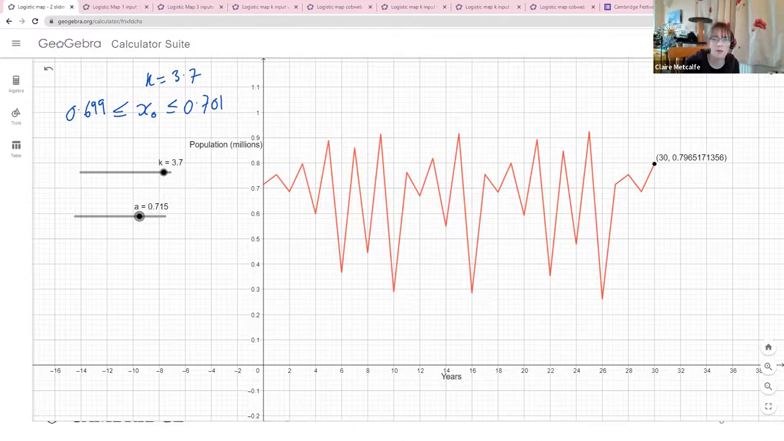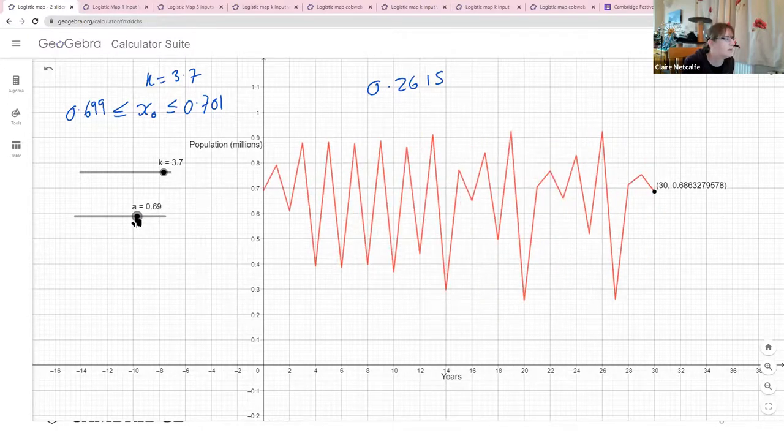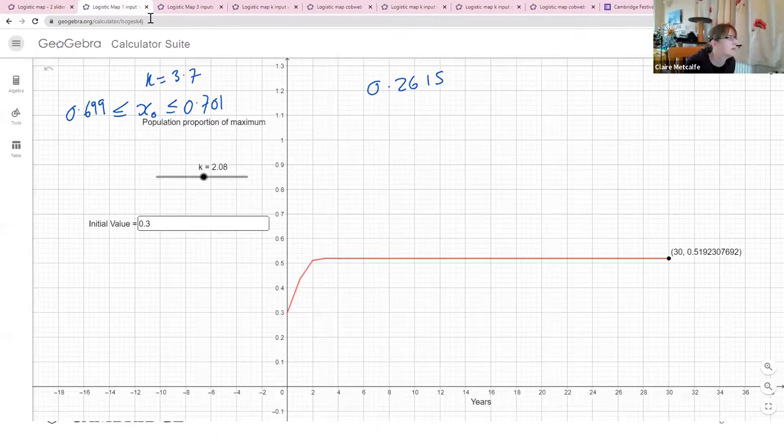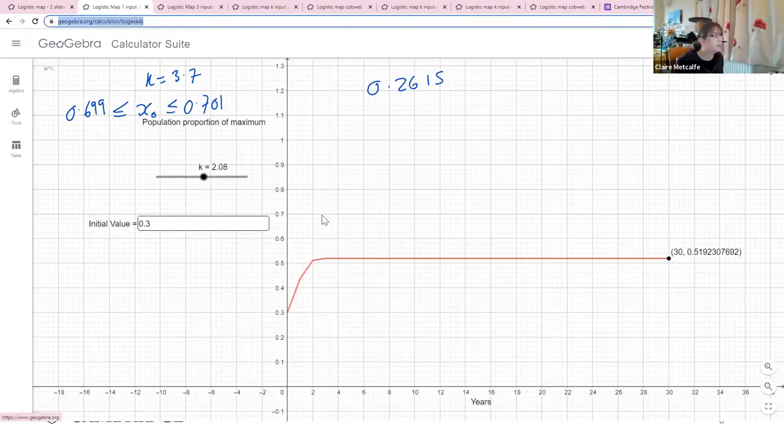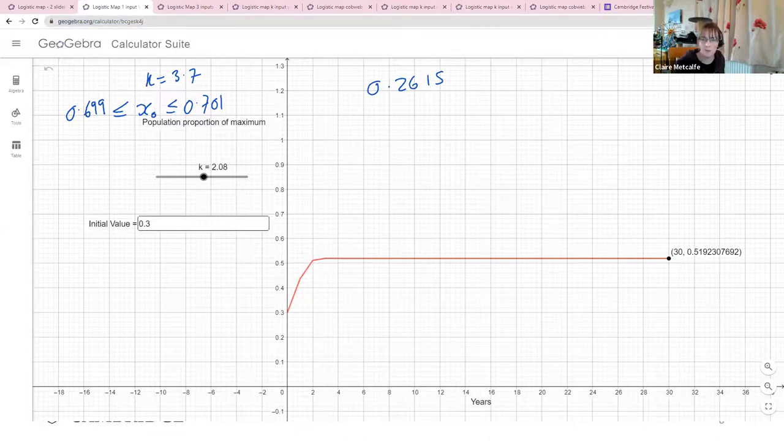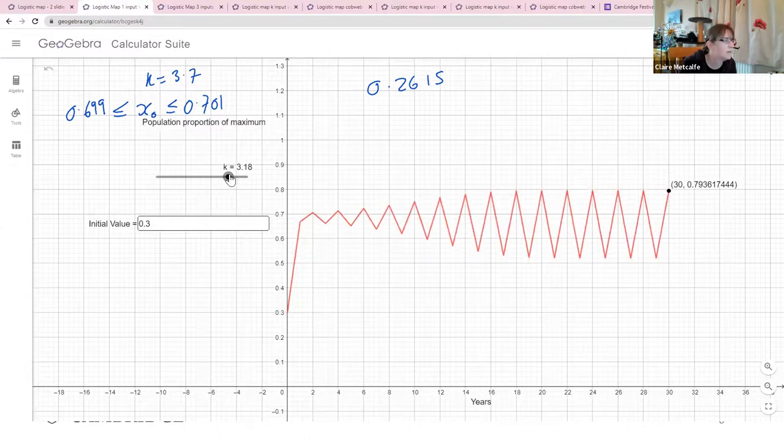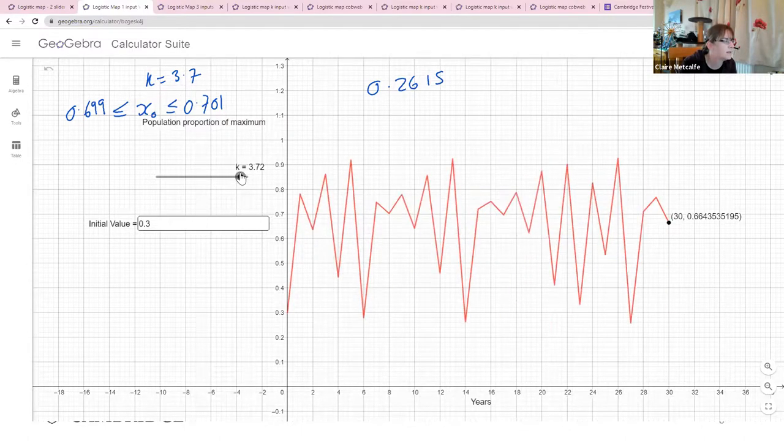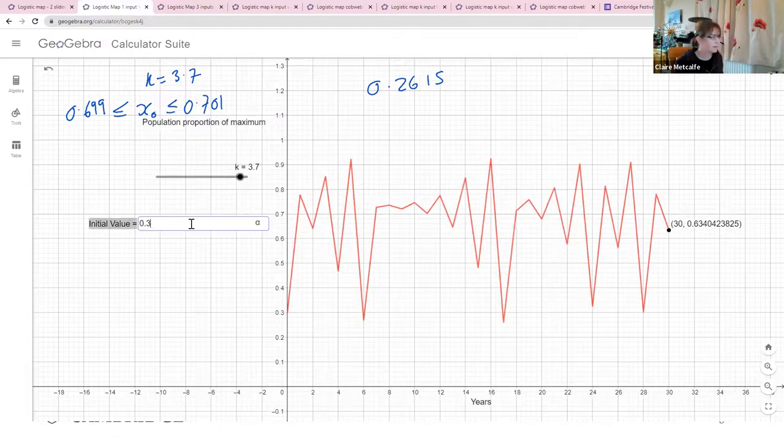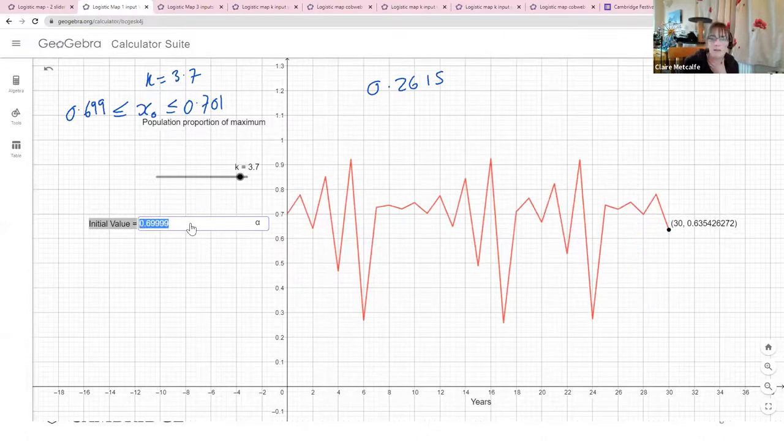So I will do that as well. Okay, someone's done that already, 0.2615. So any value between there. What might actually be useful, because it's actually quite hard to do this, I'm going to share this file with you. Apart from the fact I've got my annotation button in the way, this file will allow you to actually input a value. 0.6999.